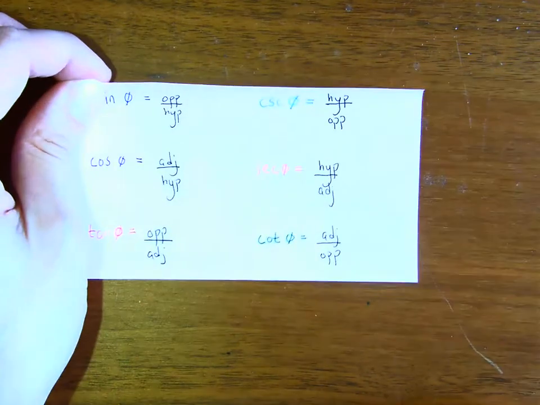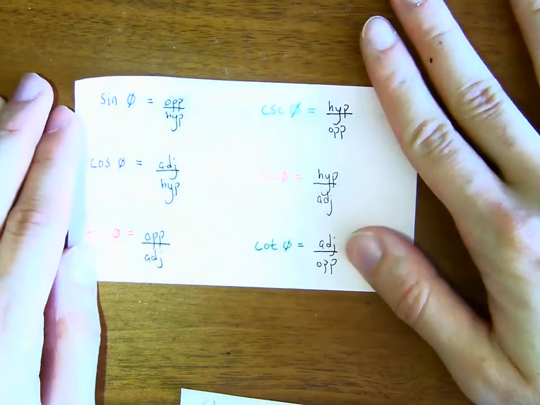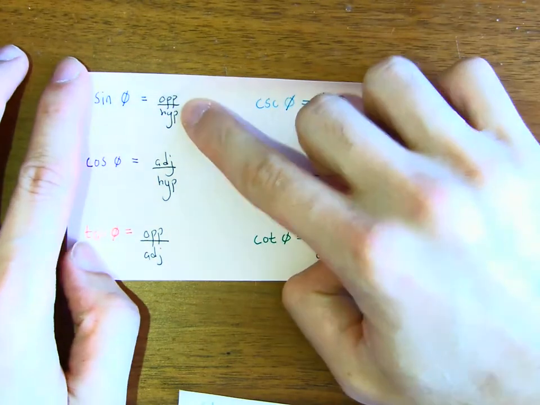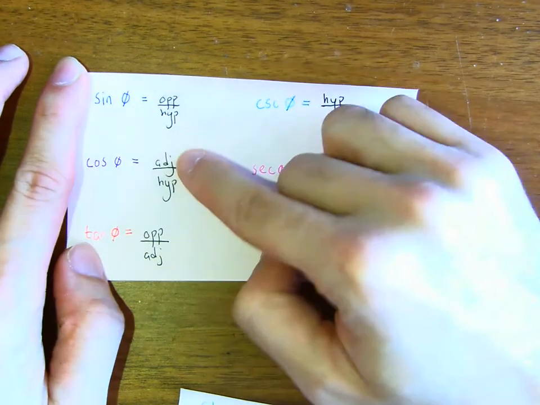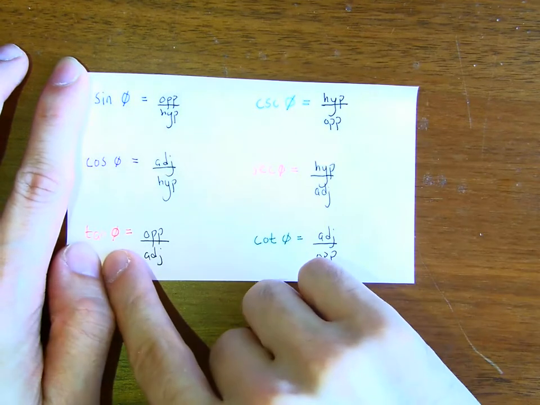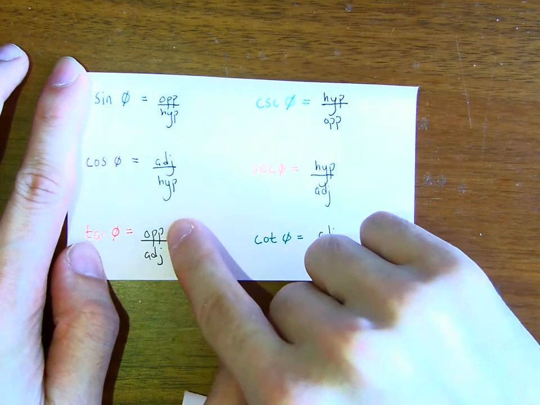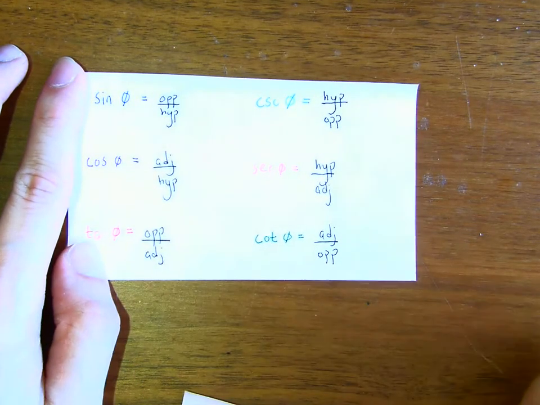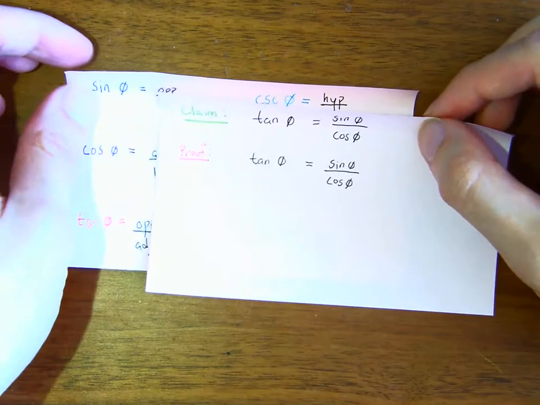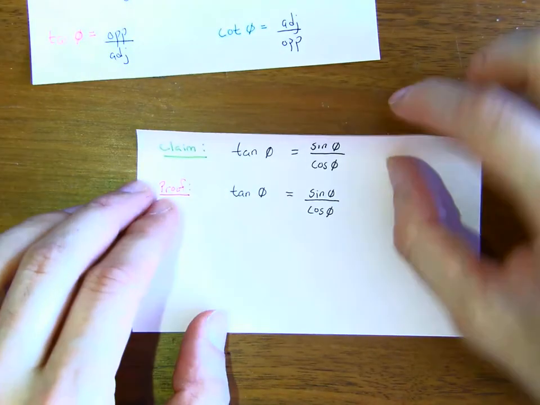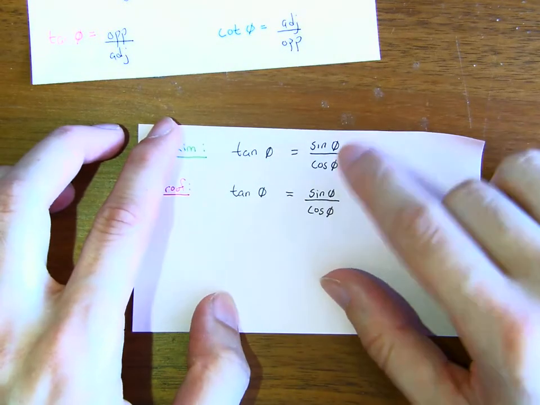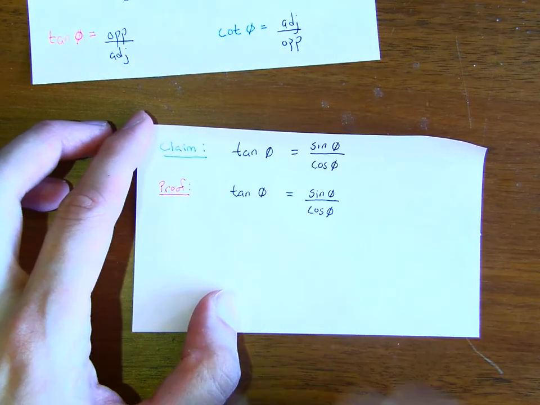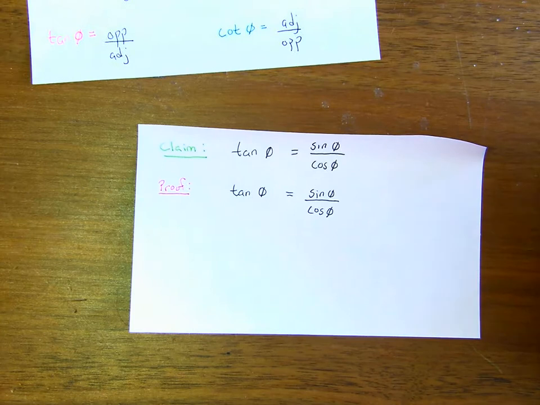Here, we've known this before, right? We know that sine is opposite over hypotenuse, cosine is adjacent over hypotenuse, and we know that tangent is opposite over adjacent, okay? So I'm going to make a claim. I'm going to say that tangent theta is equal to sine of theta over cosine theta. And I'm going to prove this to you. Okay, so what's the proof?